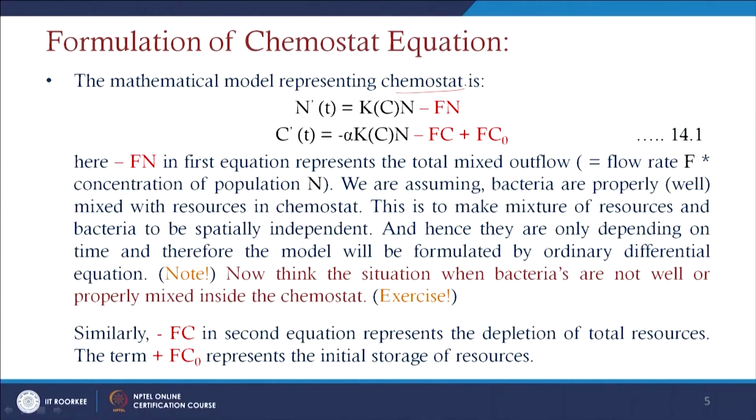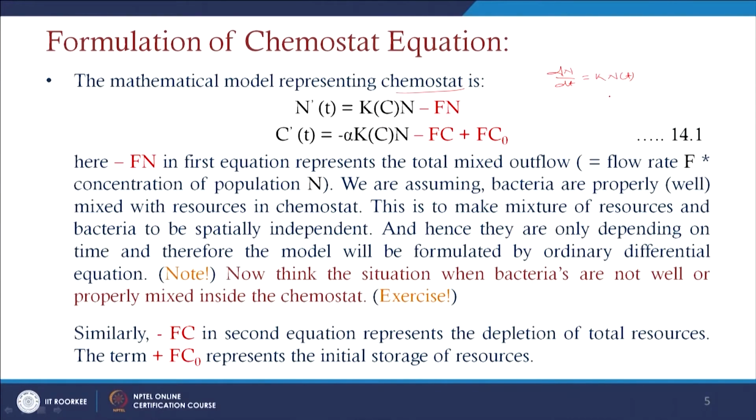So, if you go for this mathematical representation of a chemostat, then in the last lecture we already discussed that the growth of the population is defined as dN/dt, which is written as k into N of t, where k is the rate of change of population. We considered C as the concentration of resources, so k is a function of C, and our model is directly defined in the form k N(t), dN/dt.